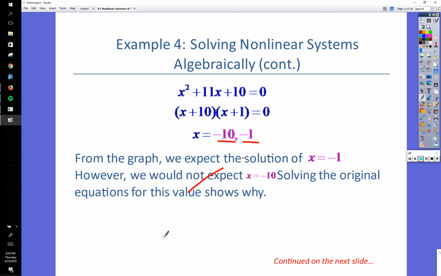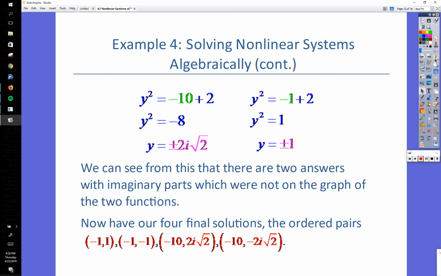Okay, so now what we want to do is find the y values. And so we're going to end up plugging in negative 1 and negative 10 back into one of those two equations so we can find our y values. And so I'm going to plug it into the easier of the two. So I'm going to plug it into the parabola. And so I'm going to plug negative 10 in, and I'm going to plug in negative 1, and let's see what we get. So let's go with the negative 10. We'll get our imaginaries first.